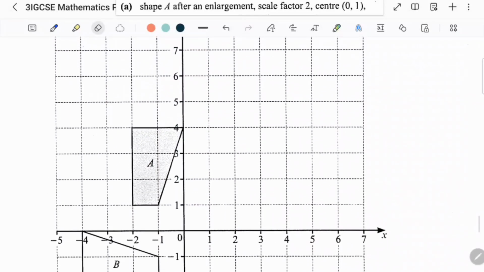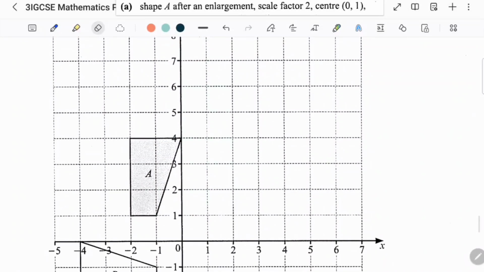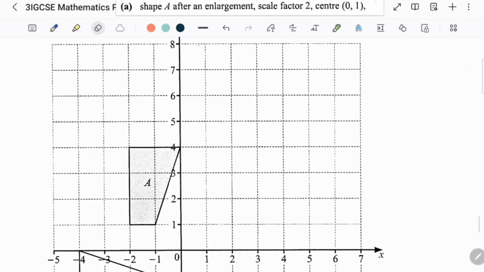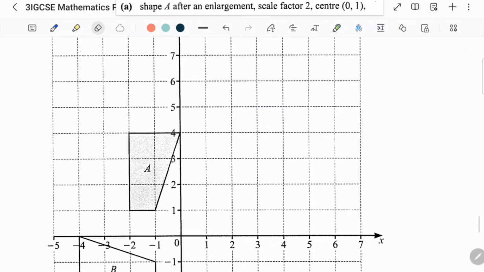So we are going to enlarge the shape A. Scale factor is 2 and the center is (0, 1). You know that we have to identify the details. Your object is A and you are going to draw the image with the center (0, 1) and the scale factor 2. So just quickly write down the coordinates of the shape A. As always, just name A, B, C and D.